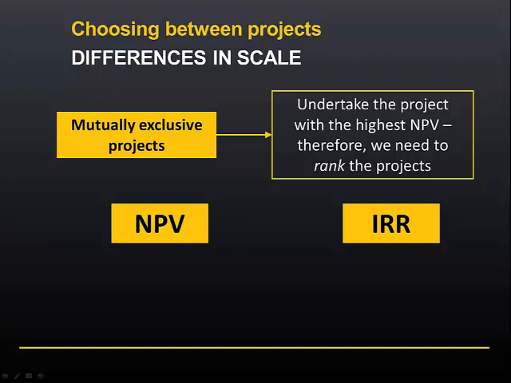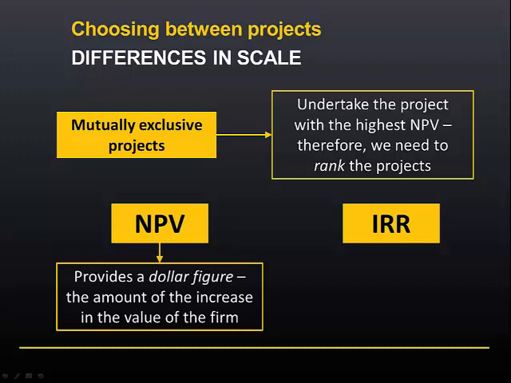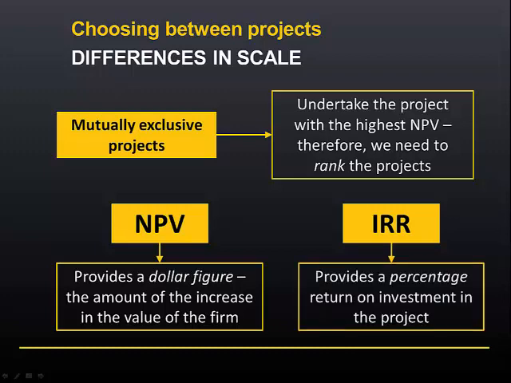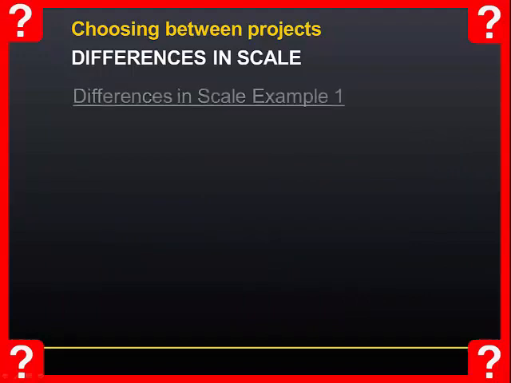The NPV evaluation technique gives us a dollar figure, the number of dollars that the firm will be better off. The internal rate of return method gives us a percentage return on investment in the project. And this difference between the methods can result in a problem if we try and use the internal rate of return decision rule. We can illustrate that with an example.